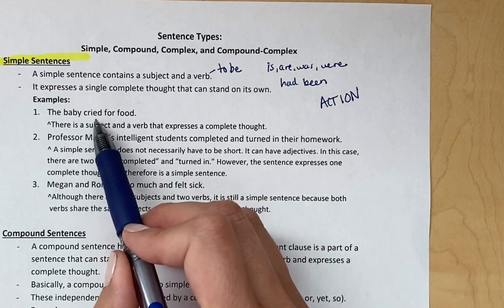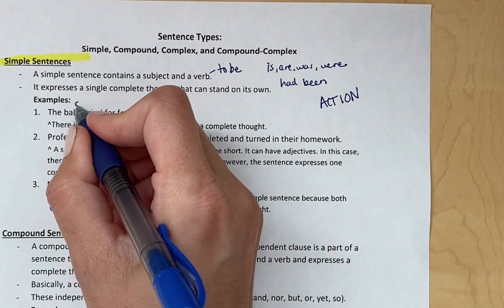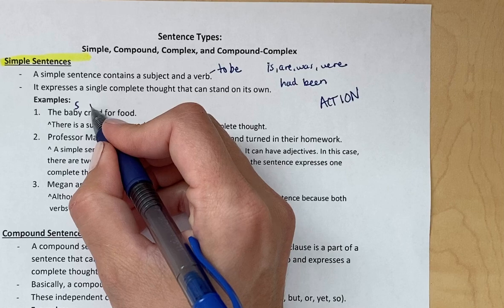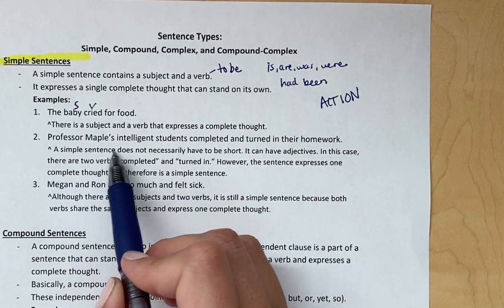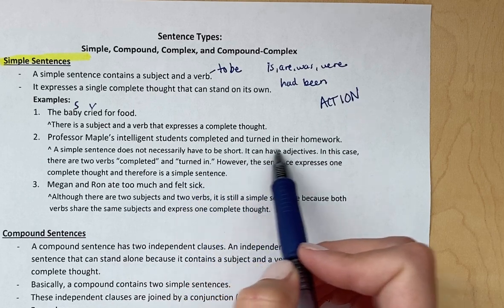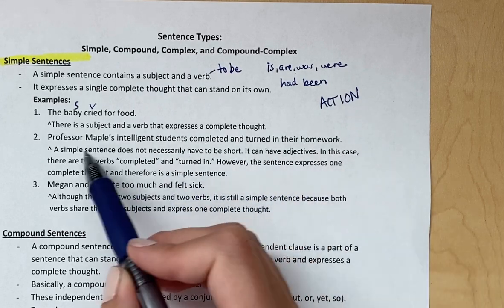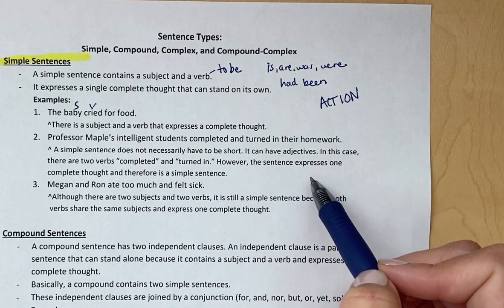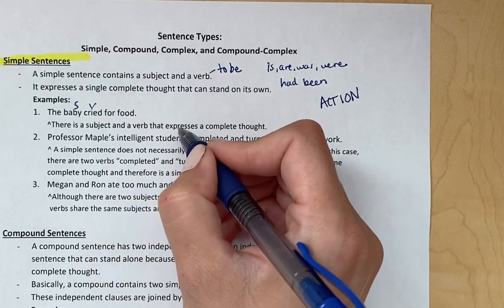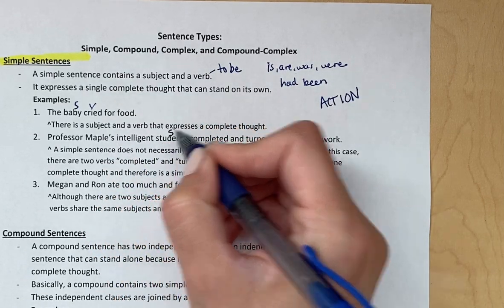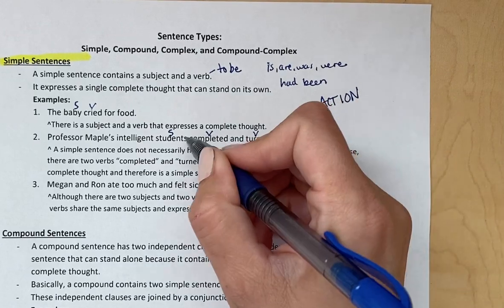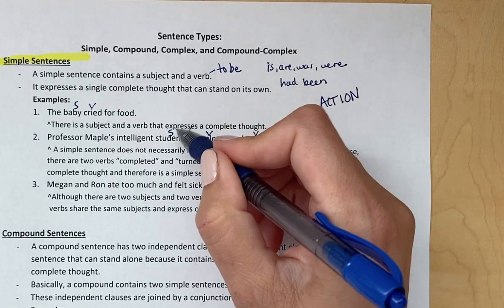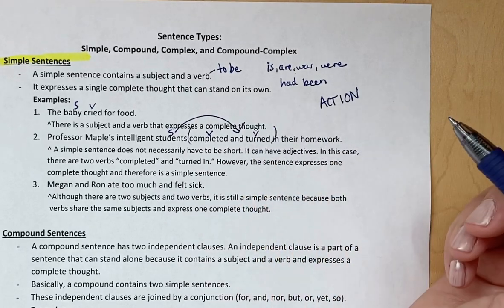So for example, the baby cried for food. We have our baby, which is our subject. What is our subject doing? Well, the baby cried. Then we have Professor Maple's intelligent students completed and turned in their homework. So this is a longer sentence. It doesn't have to be short. You can have all these things. We have our subject, which are the students. What did they do? They completed and they turned in their homework. This is called a compound verb, where the subject is doing both of these things.